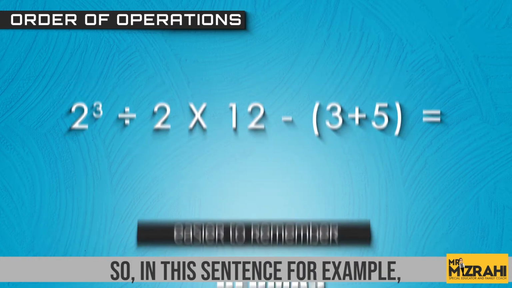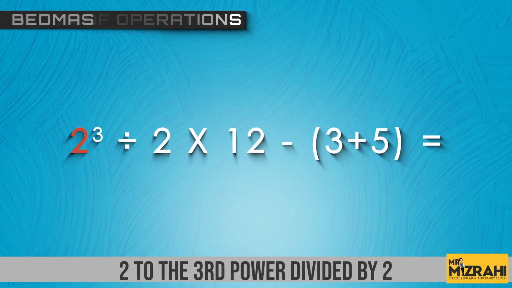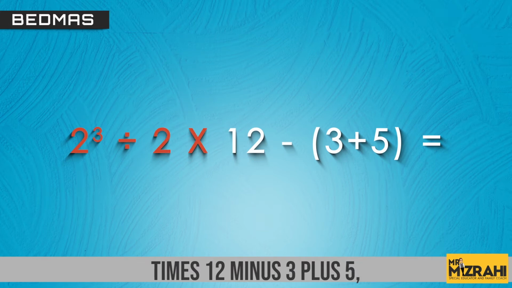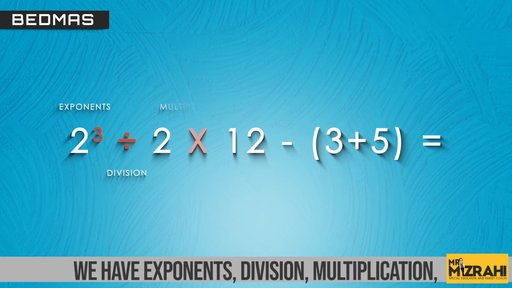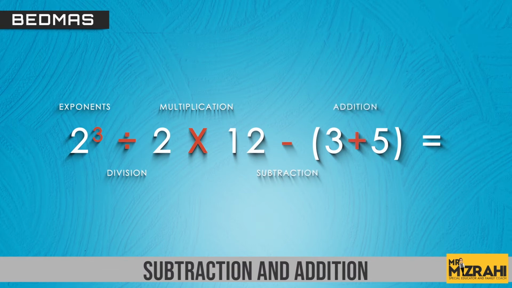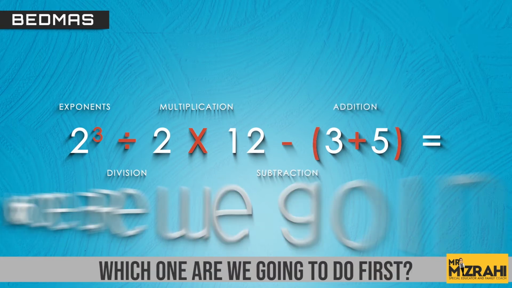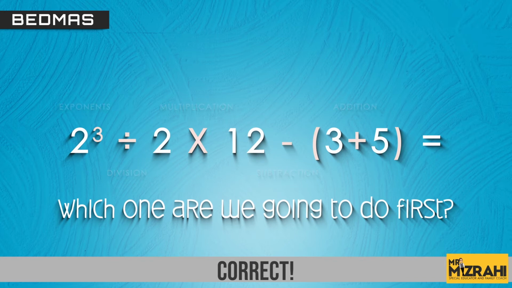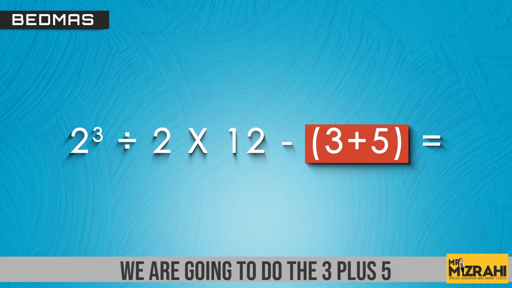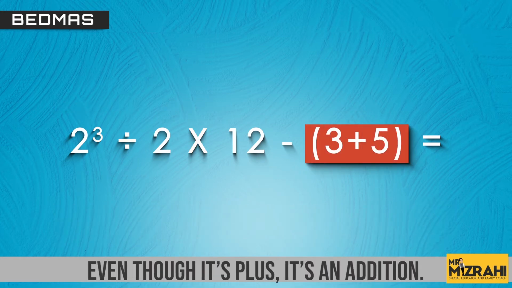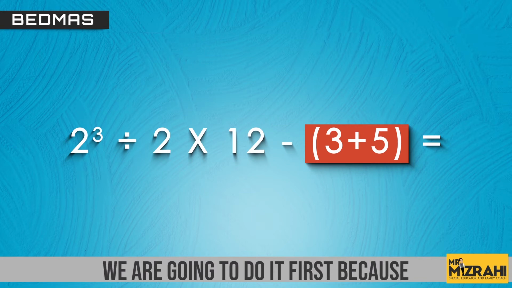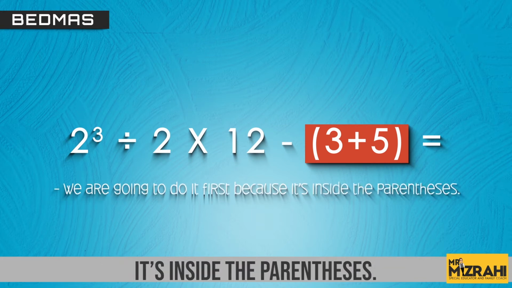So in this sentence, for example, 2 to the third power divided by 2 times 12 minus 3 plus 5, we have exponents, division, multiplication, subtraction, and addition inside a parenthesis. Which one are we going to do first? Correct, we are going to do the 3 plus 5. Even though it's an addition, we're going to do it first because it's inside the parentheses.